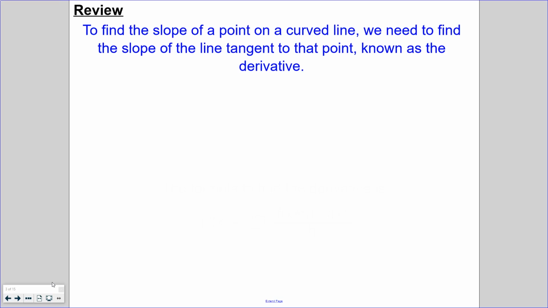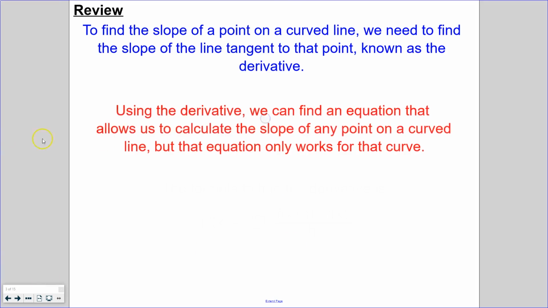So to find the slope of a point on a curved line, we first need to find the slope of the line tangent to that point, and this process is known as the derivative. Now, using the derivative, we can find an equation that allows us to calculate the slope of any point on that particular curved line. But since it only allows us to find the slope at any point on that particular curved line, this particular equation will only work for that curve. And in order to find this equation, we will use the limit definition of a derivative.